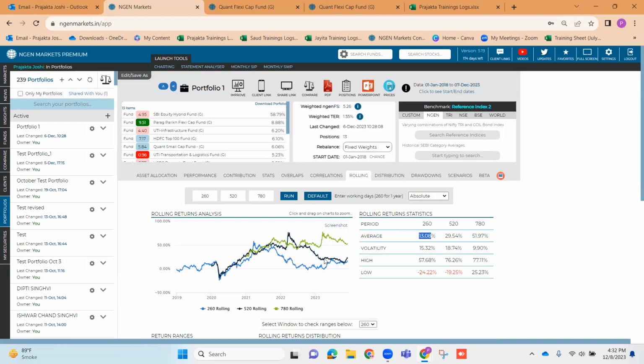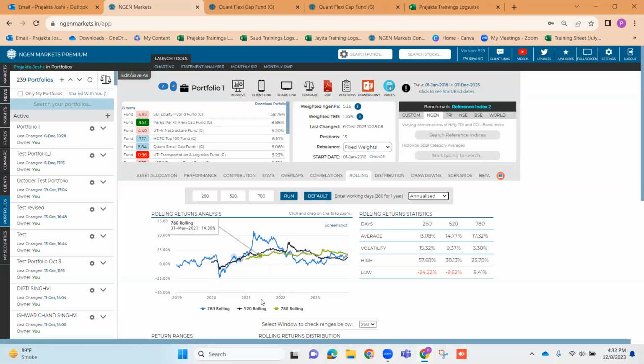So what that means is, if we consider only this blue line, which is representative of 260-day rolling periods, that means we consider all 260-day rolling periods, rolling for every single data point from 2018, right? For example, in this case, the exact last 260 days return is 57%. Now this rolls for every single day. If you take an average of all of this, that comes to an average rolling return of 13.08%.